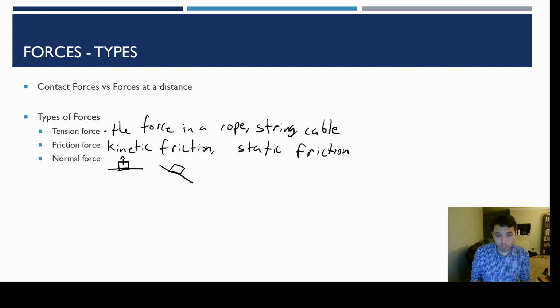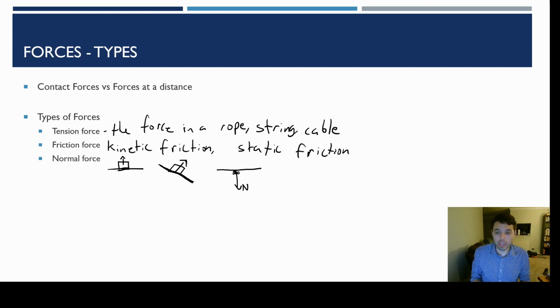The surface is going down at an angle here. So that means my normal force would be up that way, perpendicular to the surface. What about a spider crawling on the ceiling? If the ceiling is here, there's a spider. What direction is the normal force now? It's down, perpendicular to the surface.